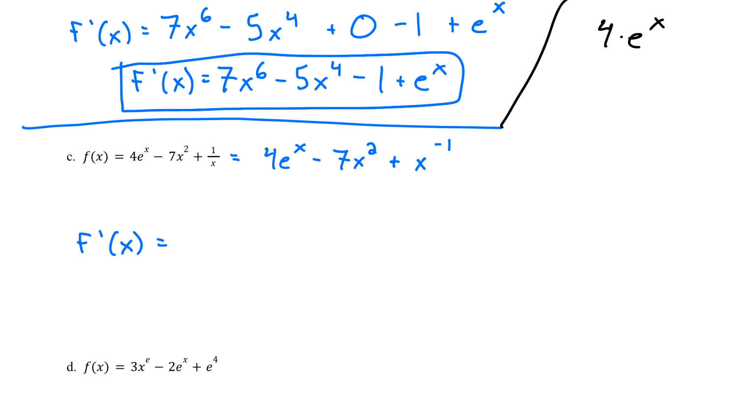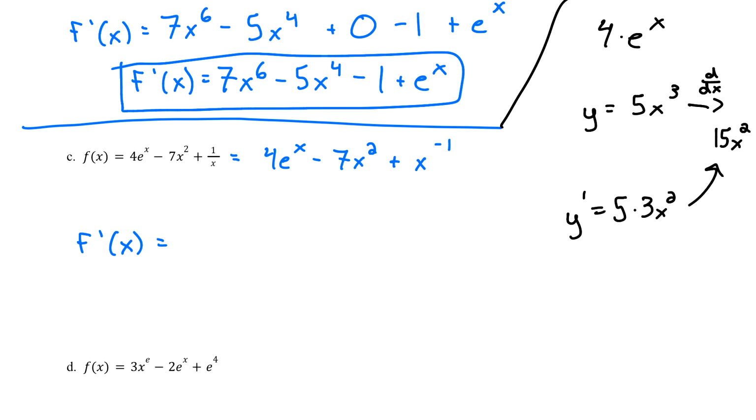But when I take the derivative of 4 times e to the x, well, that's going to look a little bit different. And in order to think about that, let's just think about a function that we know how it behaves. If I were to take the derivative of y equals 5x cubed, we know that derivative looks like 15x squared when we take the derivative. But what's really going on is 5 is a constant multiple. So we would say 5 times the derivative of x cubed is 3x squared, and that's really how we get 15x squared.